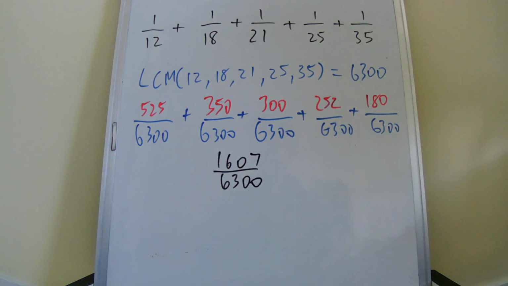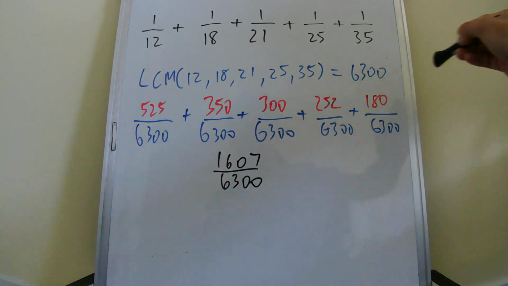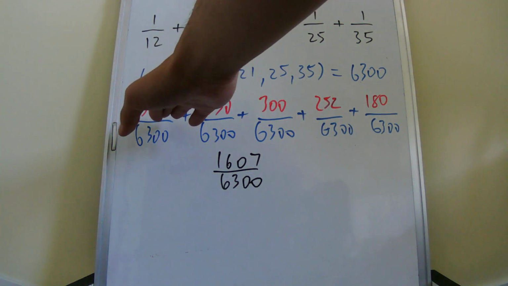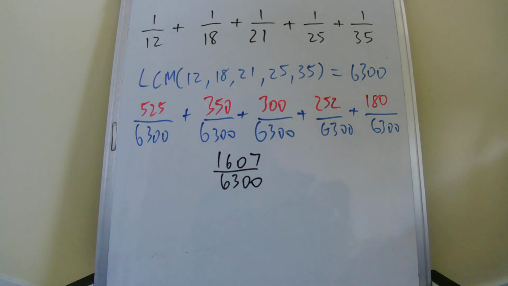And there you go. That's how you add these 5 fractions. First, we find the lowest common multiple, the LCM of our 5 denominators, 12, 18, 21, 25, 35. And we got 6,300. And then after that, use 6,300, and we divide that number, the LCM, by each of the denominators. And for each fraction, we use these quotients. So we got 525 for the first one, 350 for the second one, 300 for the third one, 252 for the fourth one, and 180 for the fifth one.